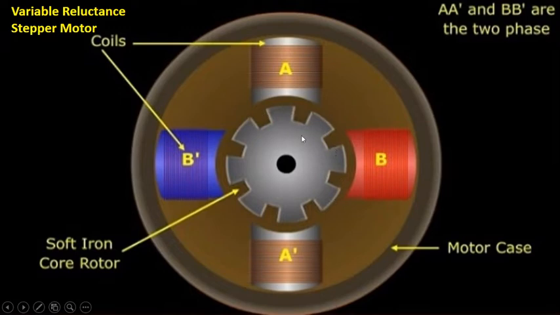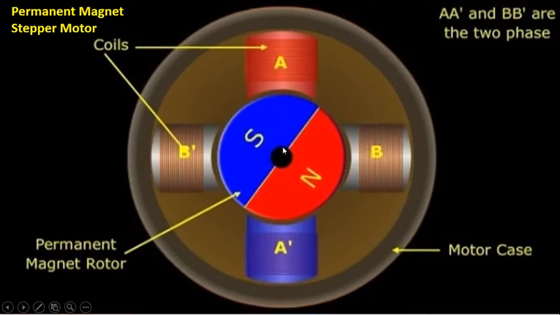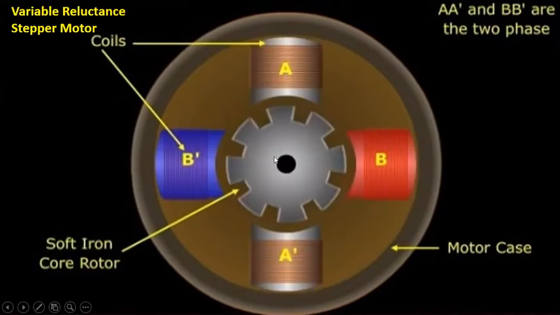So this kind of stepper motor is called a variable reluctance type stepper motor. In the first case, the rotor is a permanent magnet. In the next case, the rotor is a soft iron core placed with teeth, which means it is a teethed rotor. It has teeth uniformly placed on the surface of the rotor, and it is not a permanent magnet, it is a soft iron core.